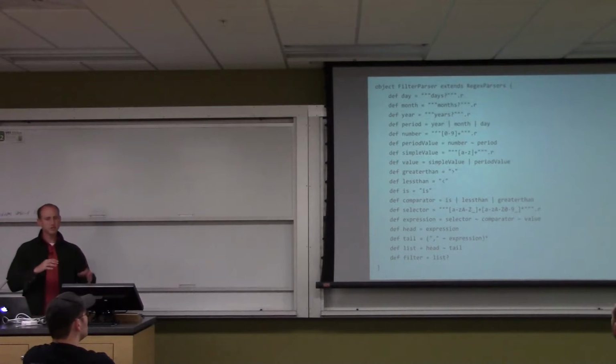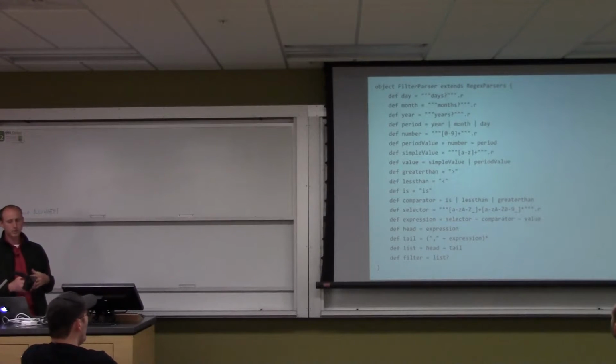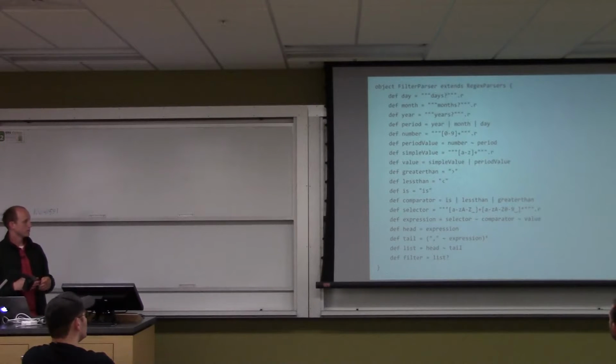So this is actually flipped upside down from the grammar. Our filter can be made up of a list, which is an expression. It's a list of expressions, really. And those expressions can be, like, one expression is color is red, and it's all broken down into the code there.